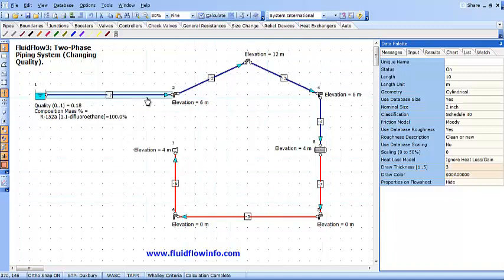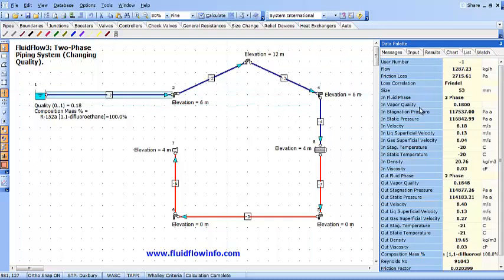If we select pipe -1 and view the results, we can see that the inlet vapor quality is 0.18, whereas the outlet quality is 0.1848. Again, if we select pipe -3, we can see the inlet vapor quality is 0.189, which increases to 0.1956. This change in quality arises from the pressure dropping as the fluid flows down the pipe, and as such, some of the liquid boils off to form more vapor, also known as flashing.